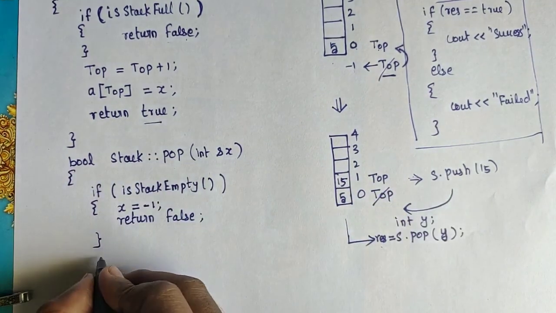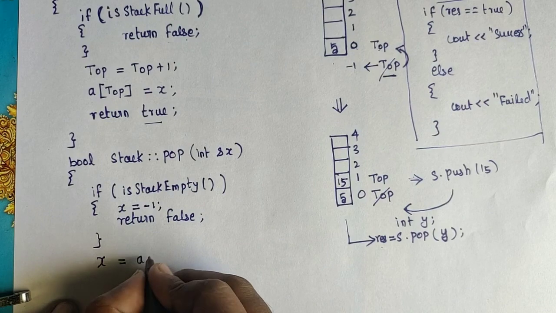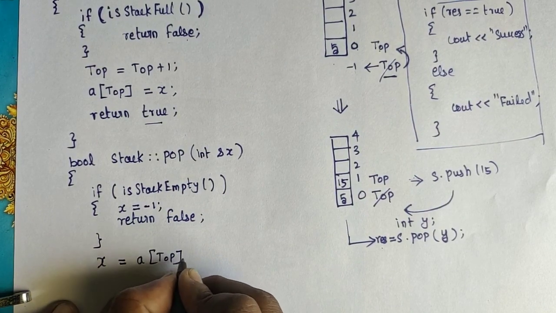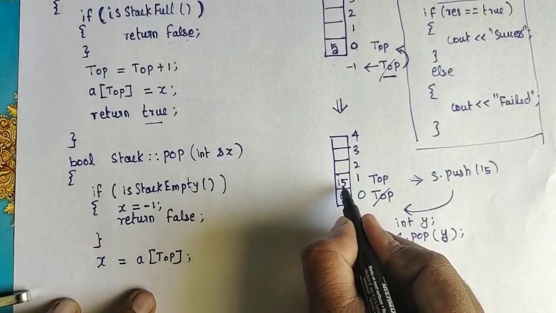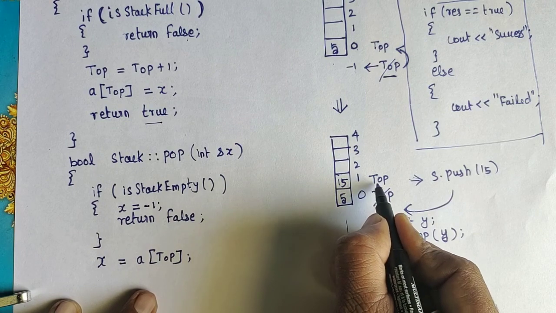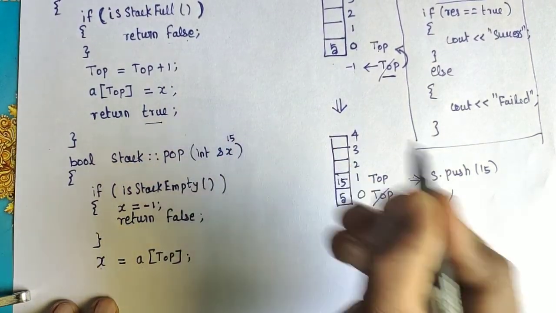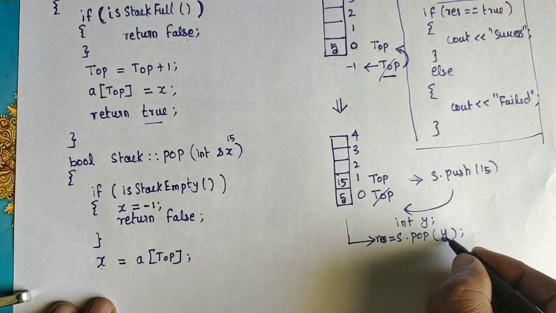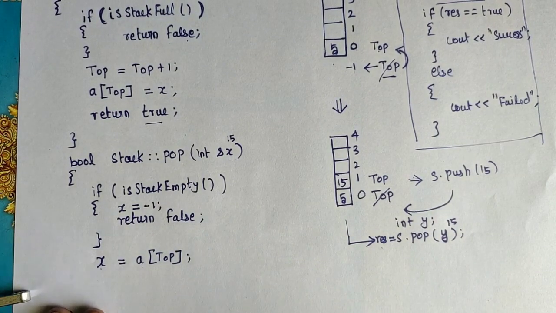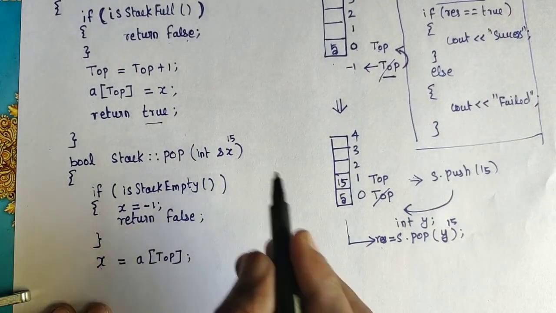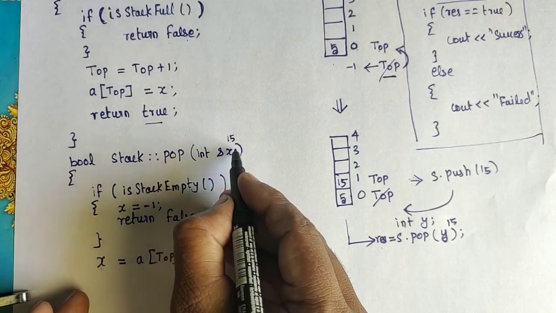The recently inserted element is pointed to by the top. So I have to update that x with the recently inserted element of the stack. That means a of top, like that you have to use. Just update the x with the recently inserted element. The recently inserted element is 15. 15 means a of top. So you back that up in x. So x will be filled with 15. It means that on that side, y is also filled with 15. Okay, so only backing up the top value to x is not like deleting that element. It will just return the recently inserted element.